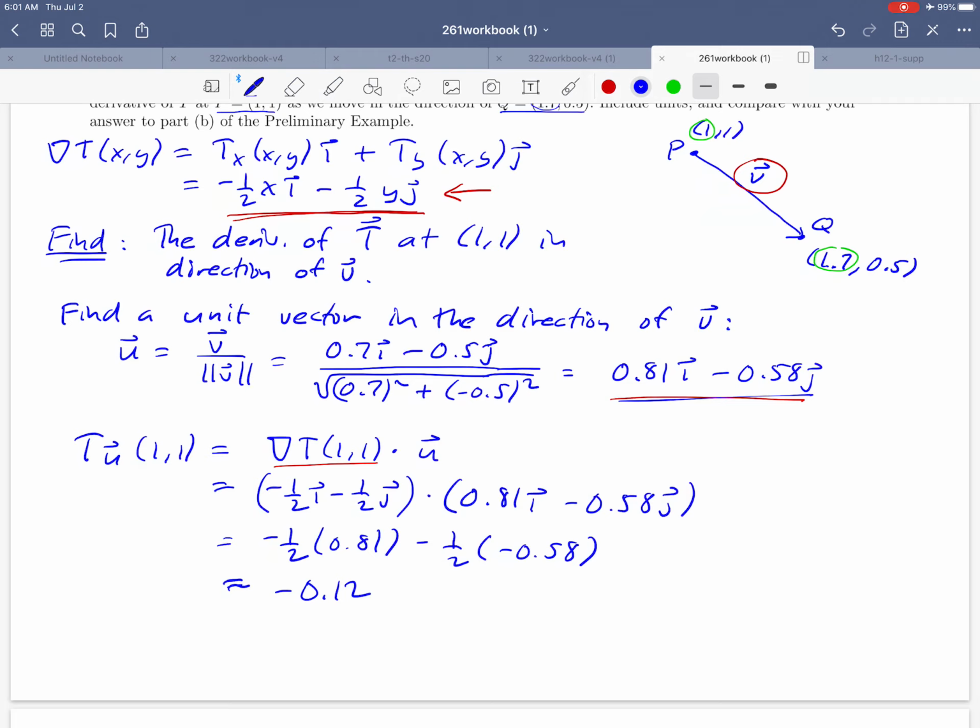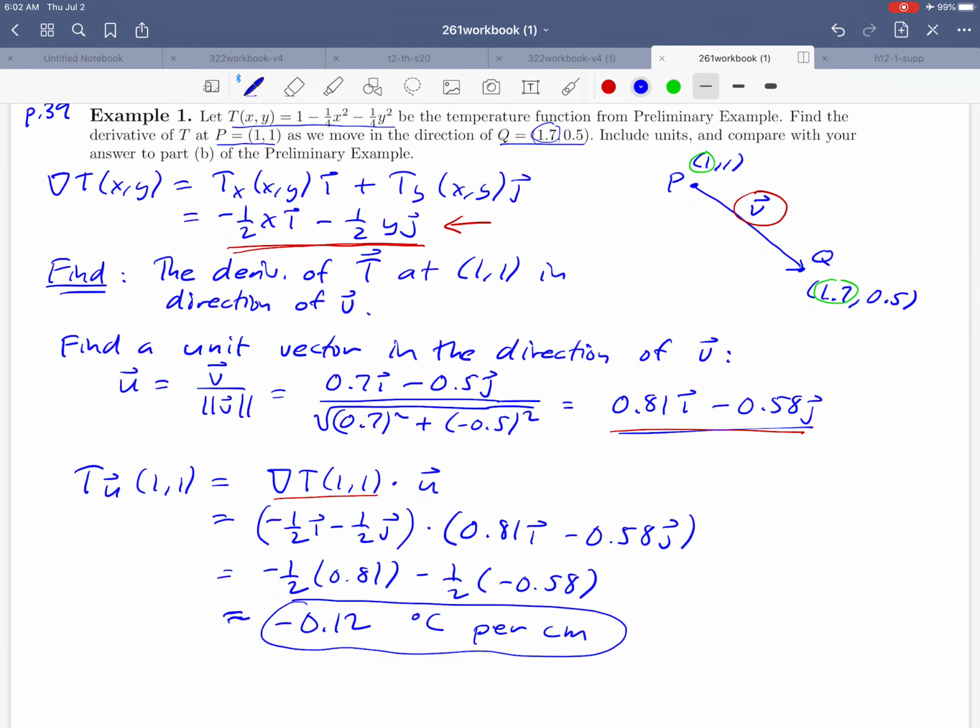And what would the units on this answer be? Well, this is a rate of change of temperature with respect to distance, so its units should be degrees Celsius per centimeter. And there is our directional derivative. That is how fast the temperature is changing as we move away from the point 1, 1 along this vector PQ.